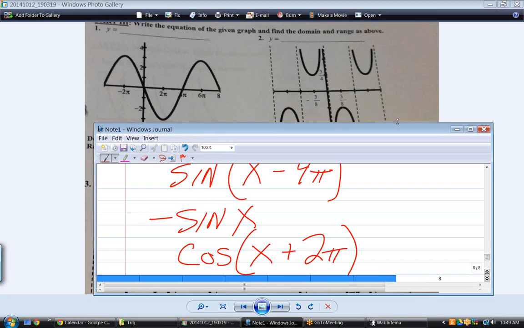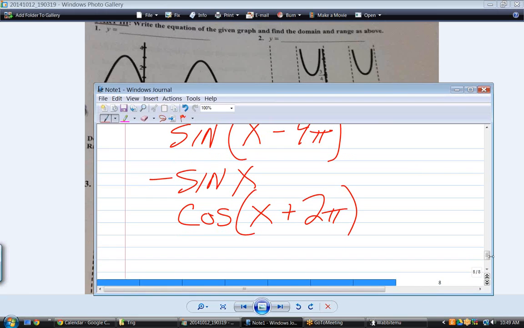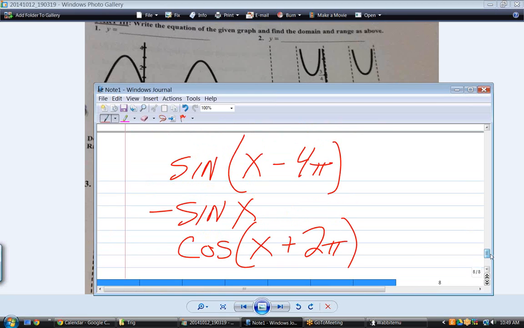So if I'm going to pick one of those three, the convention is to always use the least phase shift. So I'm never using this one. I've got my choice between minus sine of x or cosine of x plus 2 pi. Well, this is much better. Okay.